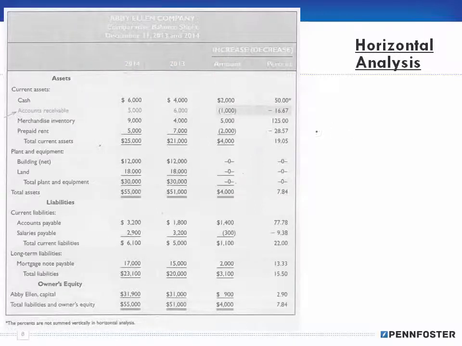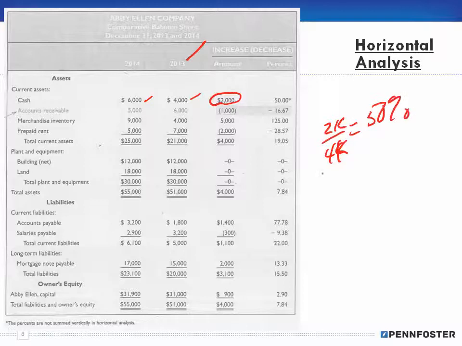But now with our horizontal analysis, we're looking at the difference between the two. The easiest way to look at this is to say, here I was at 2013 and I had $4,000 for cash. In 2014, now I have $6,000 in cash. Well, what happened? That was an increase of $2,000. Now, to get the percentage, we're using 2013 as the basis. So if I take 2,000 and divide it by the 4,000, that will give me a 50% increase.